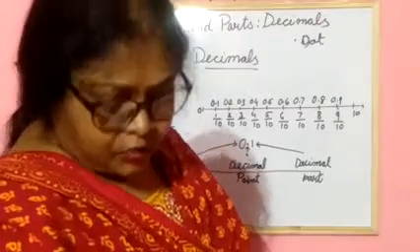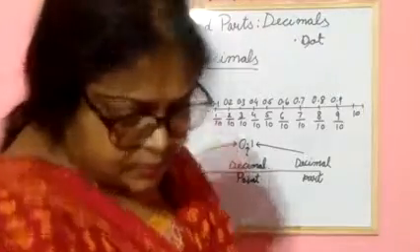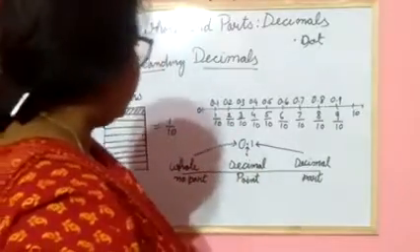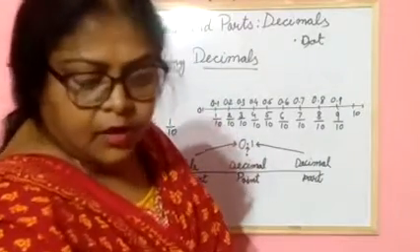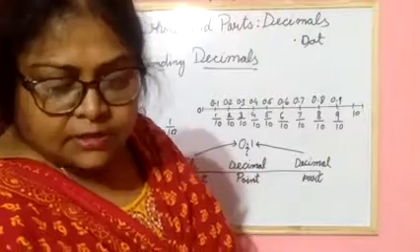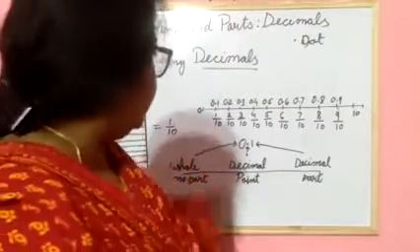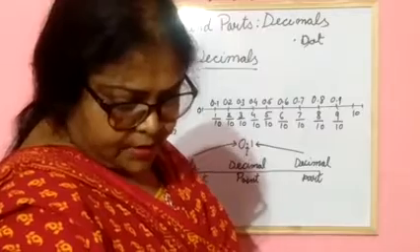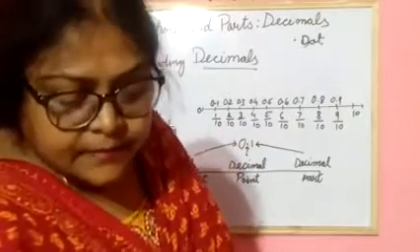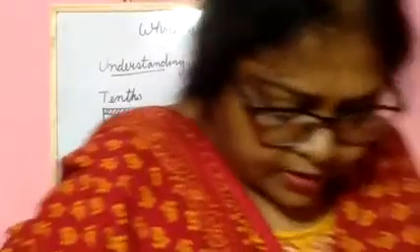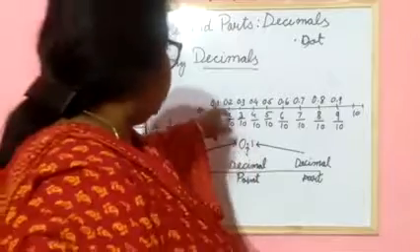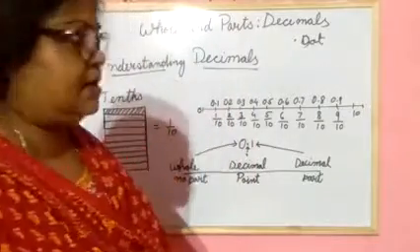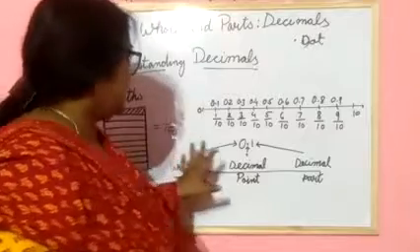So how do you read one after the dot? The dot is called the decimal point. How do you read one after the dot? It is called a decimal point. What does this dot represent? This dot represents the decimal point. Understood? Is it clear to you all?